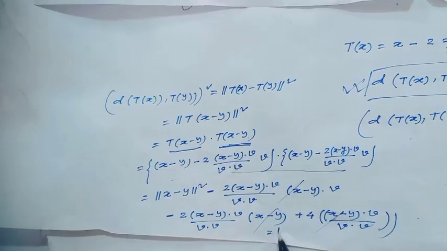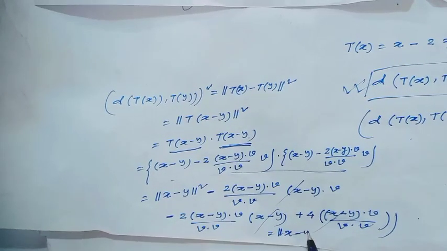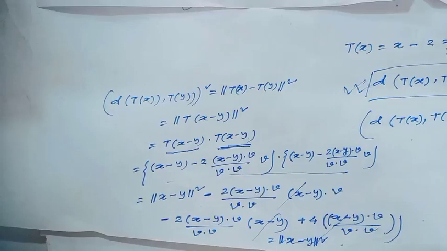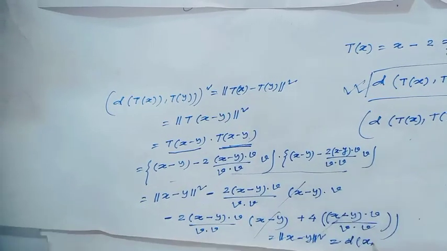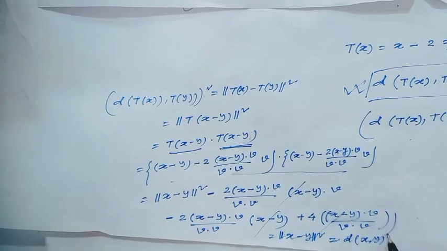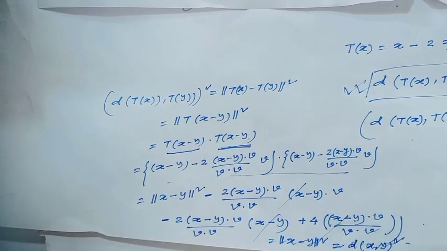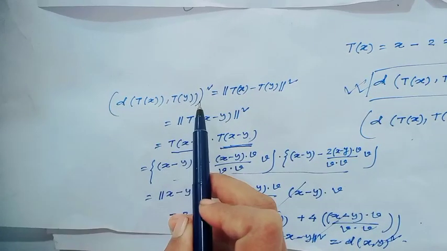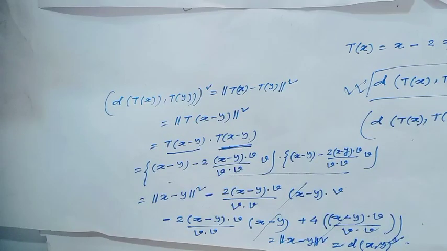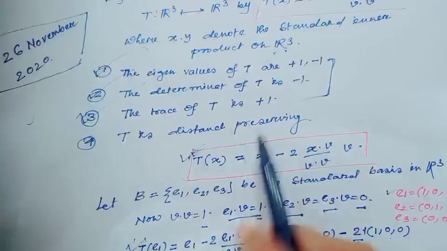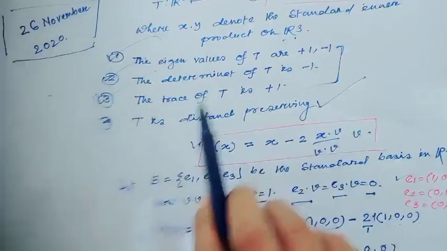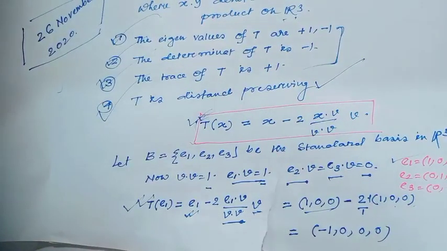Then this would be ||x − y||². Have you understood? That means this is actually equal to d(x, y)². Okay, that means d(tx, ty)² = d(x, y)². So obviously our proof is done. This linear transformation is actually distance preserving. That means option 4 is also a right option.